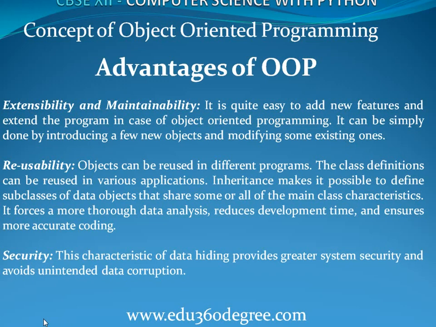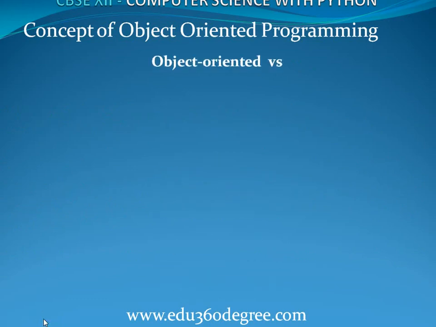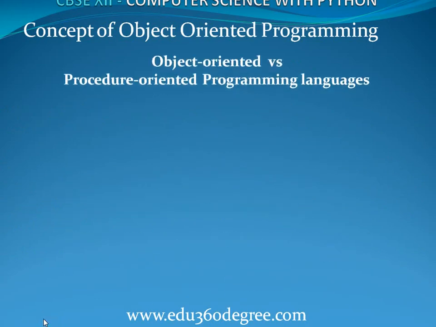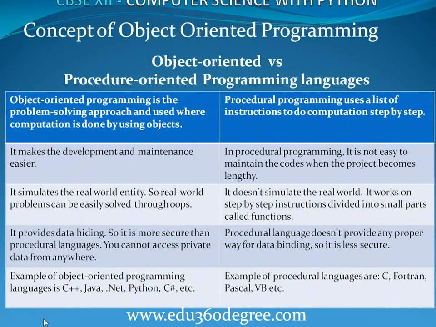Now there are some differences, as I discussed earlier, between object oriented and procedure oriented programming languages. You can see here a list of the differences. Object oriented programming makes development and maintenance easier, whereas in procedure programming, it is not easy to maintain the code when the project becomes lengthy. Object oriented programming simulates the real world entity, so real world problems can be easily solved through OOPS, whereas procedural programming does not simulate the real world. It works on step by step instructions divided into small parts called functions.